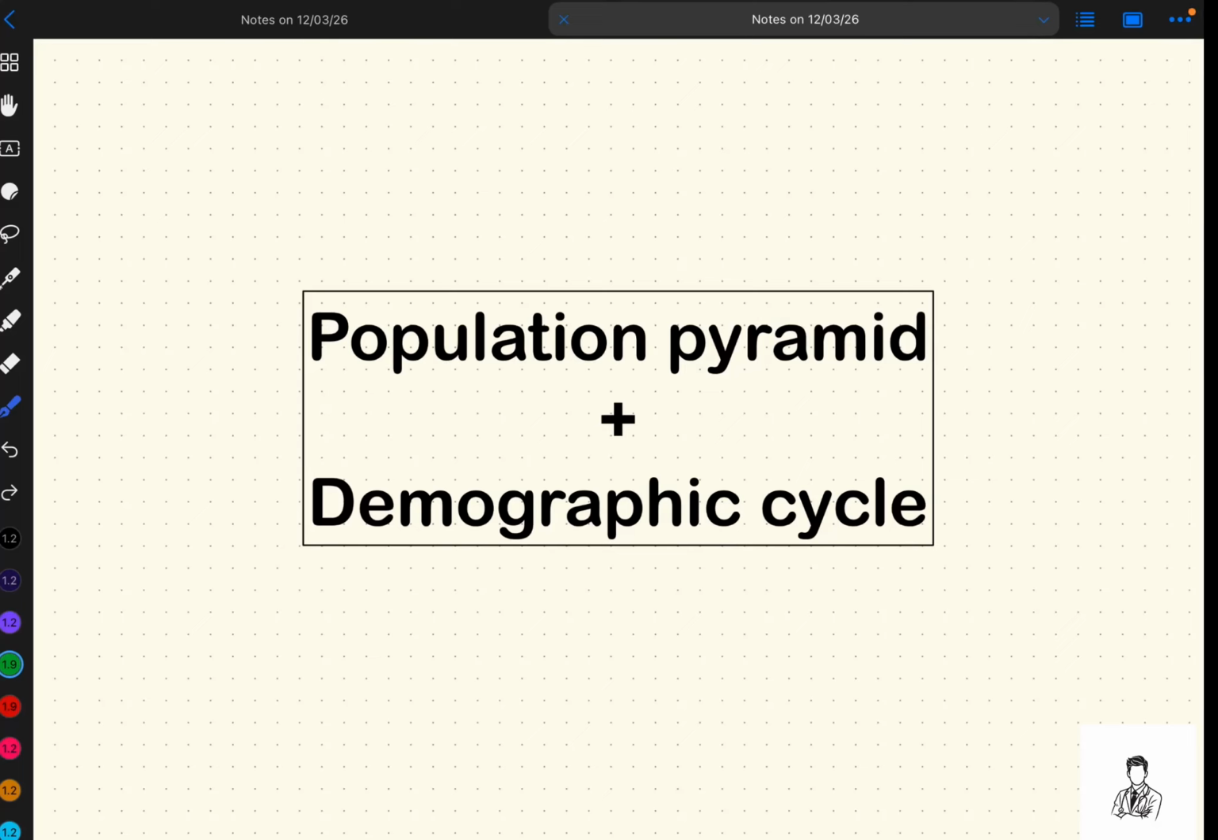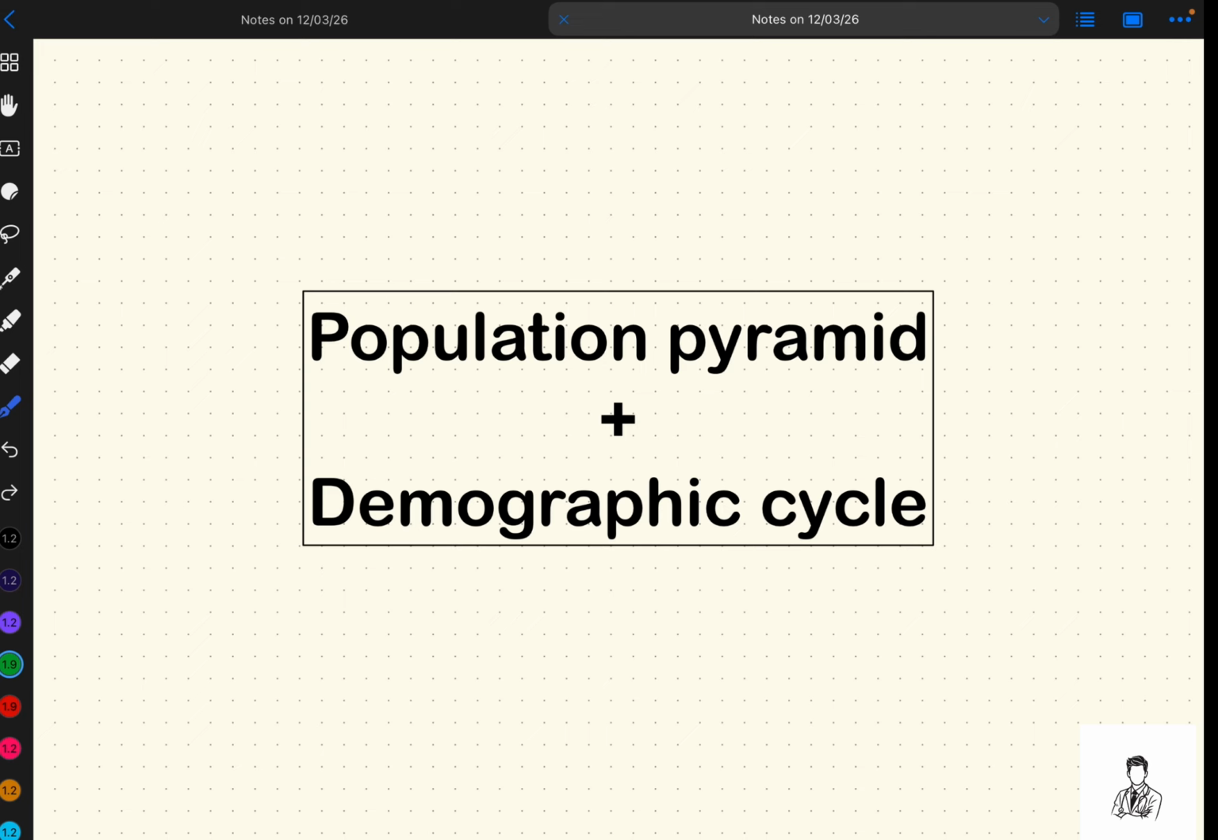So yesterday we discussed some points about the demographic cycle, but the most important question from the exam is: to which stage does India belong? Our country India, where does it belong? In which stage of demographic transition? Many of the students were confused between stage 3 and stage 4. So today we will understand how the demographic transition model works in the simplest way possible.